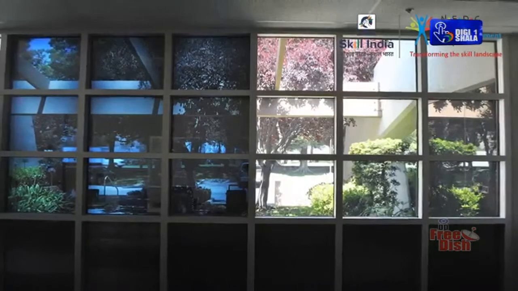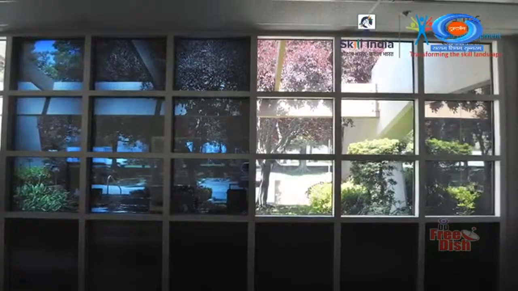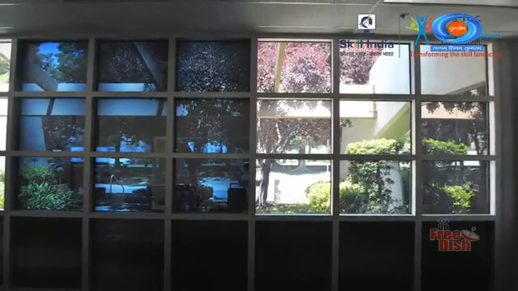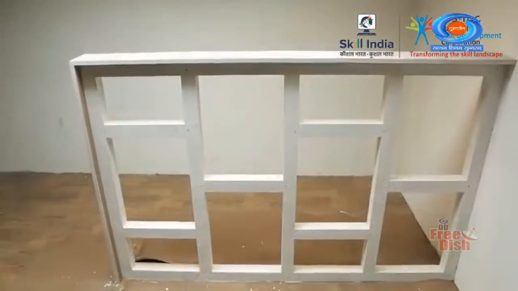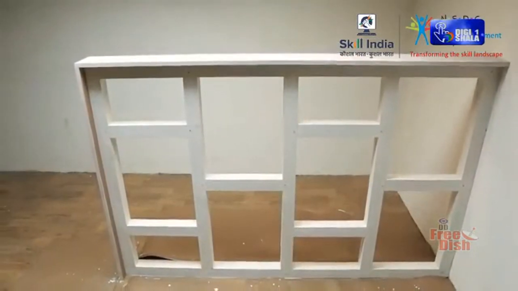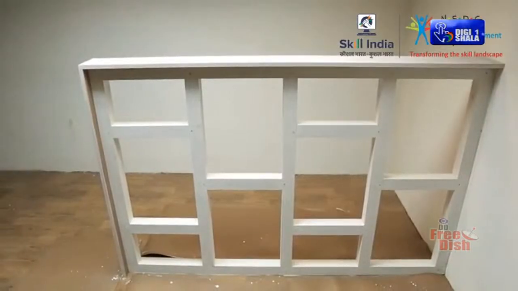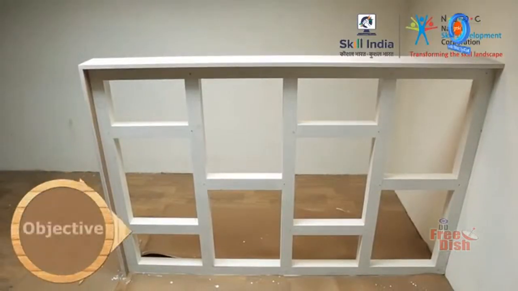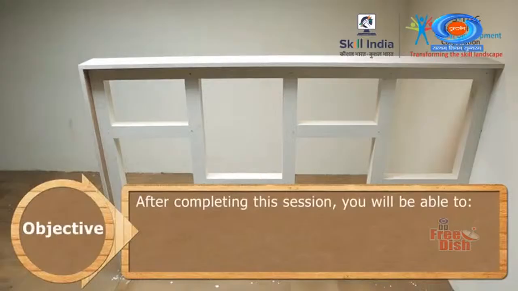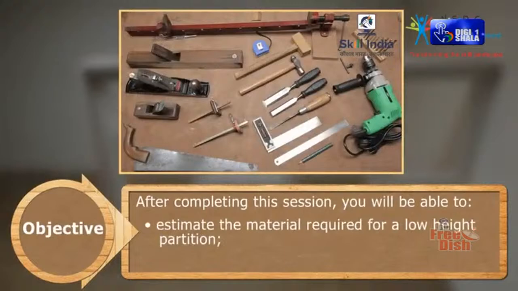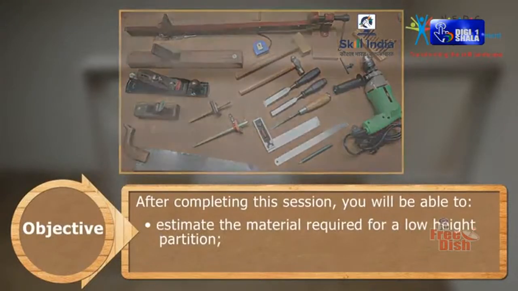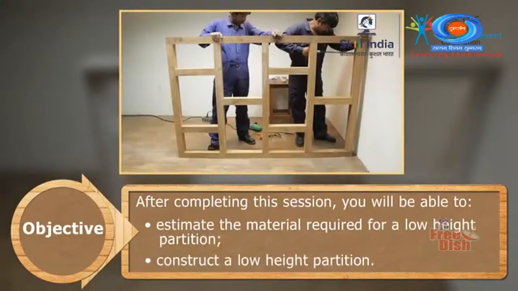Building a partition wall across a room can often help to make more practical use of available space. In this session, you will learn to build a low-height wooden partition. You will also learn the framing, assembling and painting phases of making a wooden partition. After completing this session, you will be able to estimate the material required for a wooden partition and construct a wooden partition.